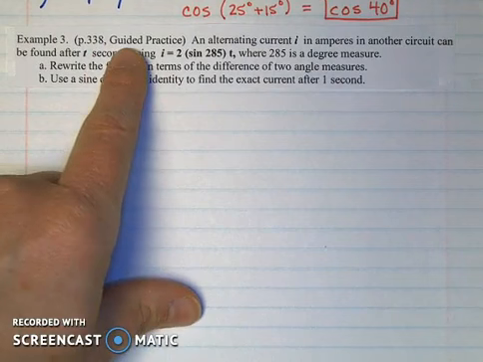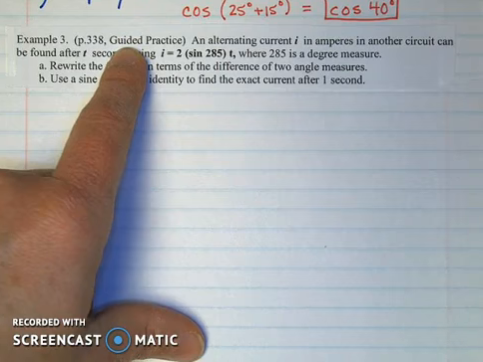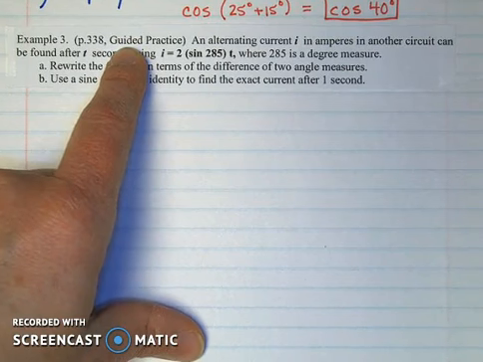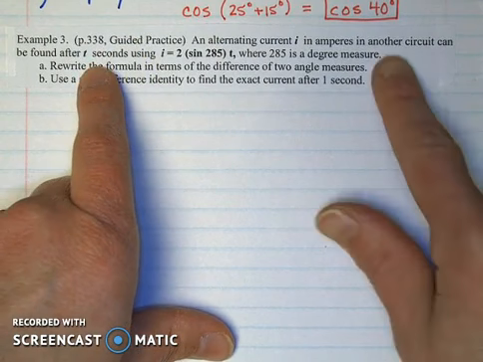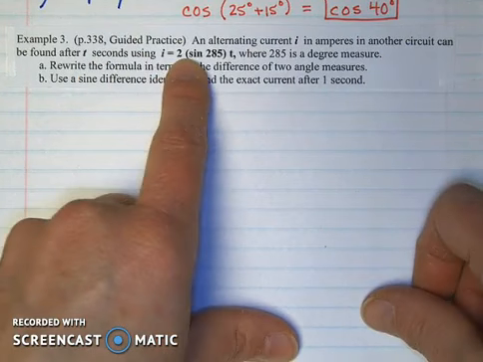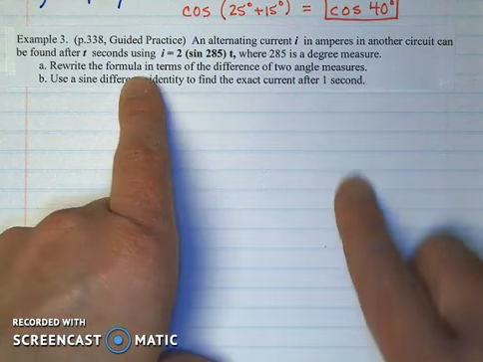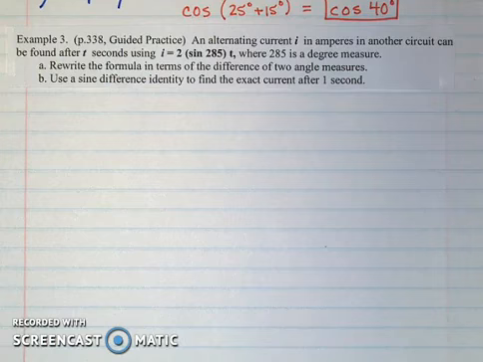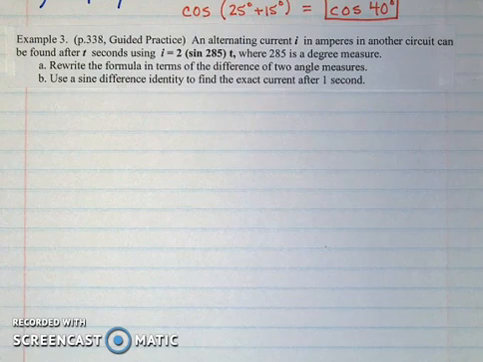This is the guided practice problem after another example that they do in your text, and that's why it says an alternating current I in amperes of another circuit can be found. The other circuit is the one obviously they did in the example. After t seconds using this formula where 285 degrees is a degree measure. And the first thing they'd like you to do is to rewrite the formula in terms of the difference of two angle measures. Now, if they don't tell you whether to use difference or sum, you get to pick. But they want you to rewrite it using a difference.